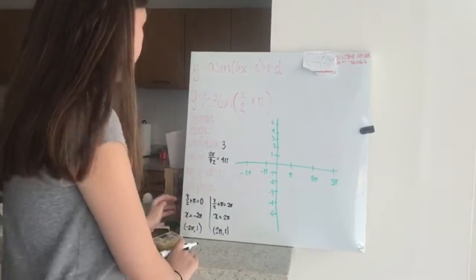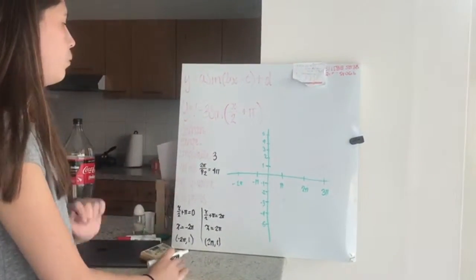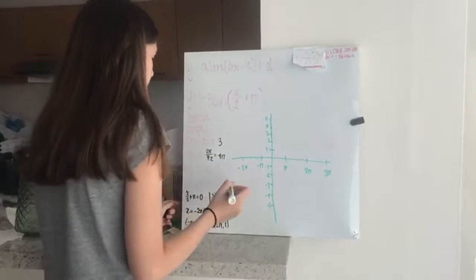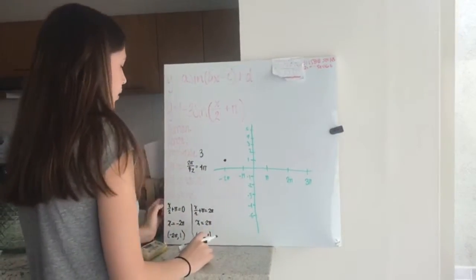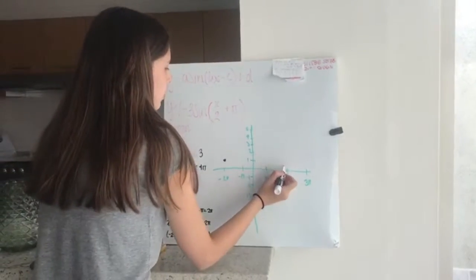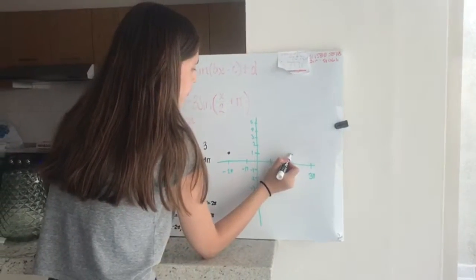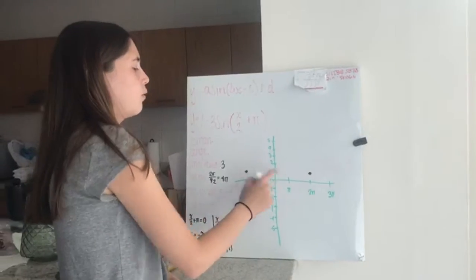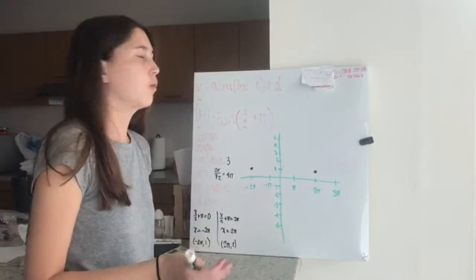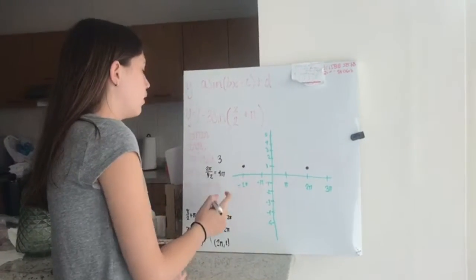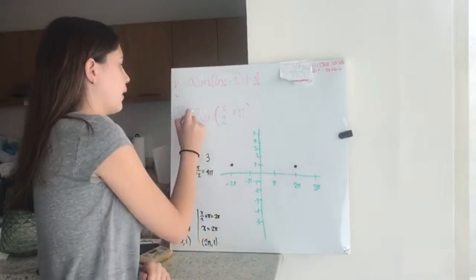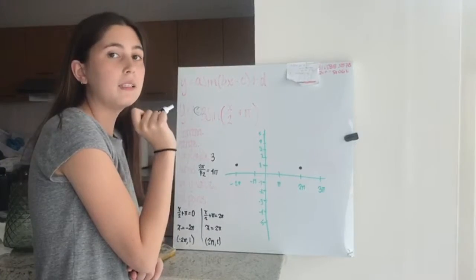So now that we have our endpoints, our amplitude, and our period, we can start graphing. Our first endpoint is here at (-2 pi, 1). And our other endpoint is at (2 pi, 1). So we need to find 3 points to build our graph. So we know that our second point is going to be, we're going to go down because we have a negative. That means a reflection over the x-axis.